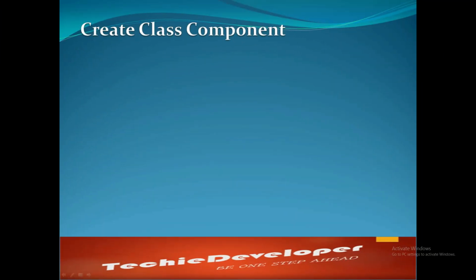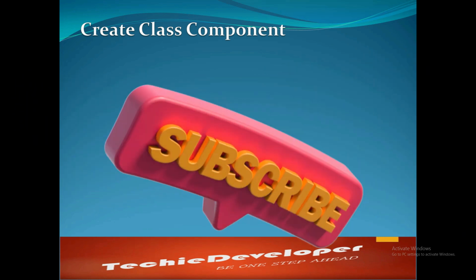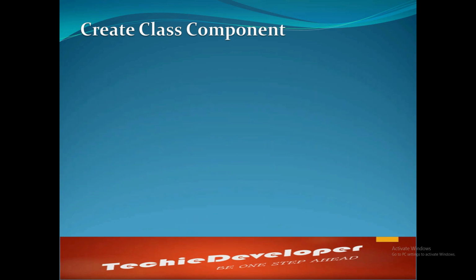So now let's create the class component. We have already seen how to create the functional component, so now let's try to create the class component. As I told you, the intent for both methods is to create the component. So what is the difference between the functional and class component?